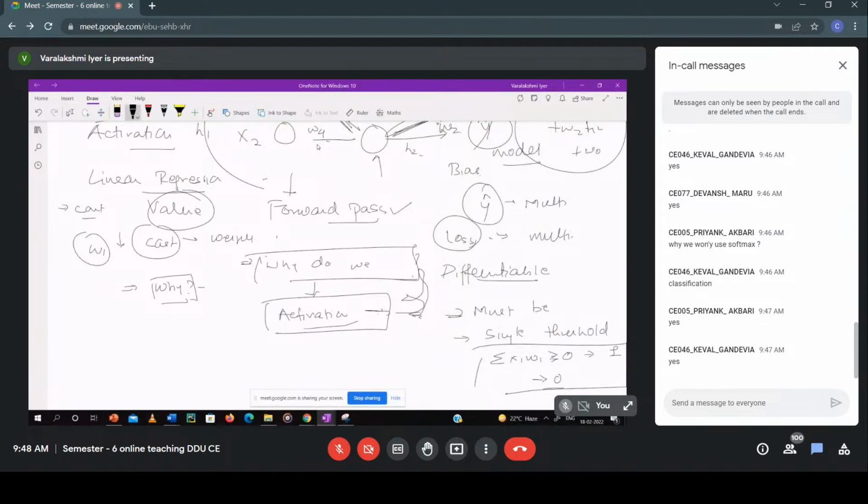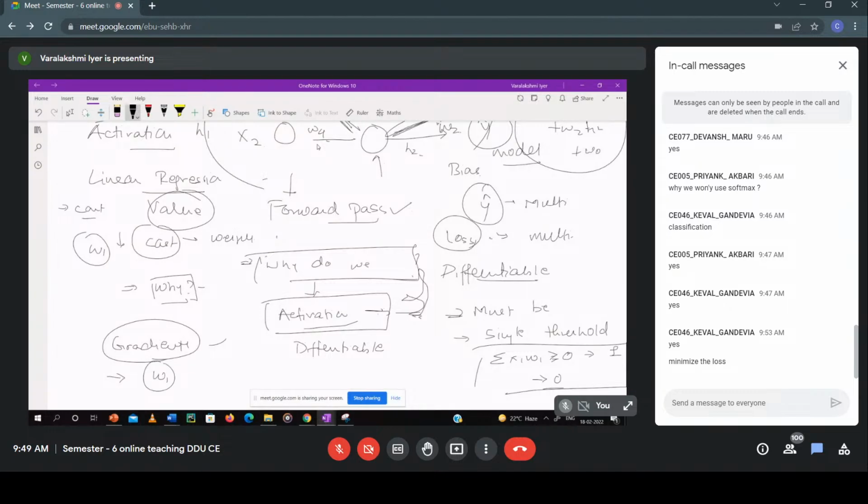We have to specifically use a differentiable and continuous activation function, because we will be calculating gradients. Are you clear with this? Why will we be calculating gradients? Because what we are trying to do is minimize the loss, and we are trying to update the weight associated with all the connections. That's why we need to perform the gradient.